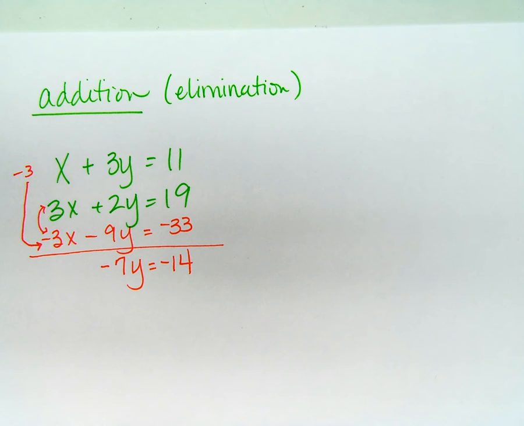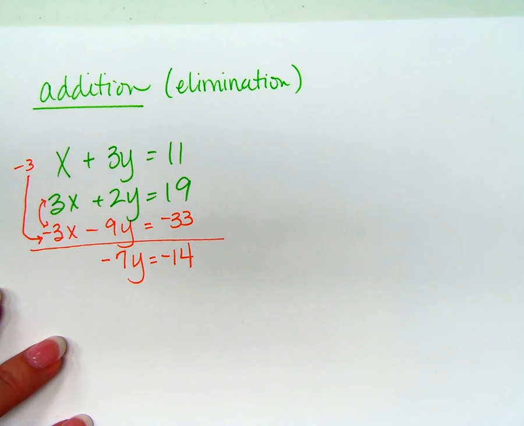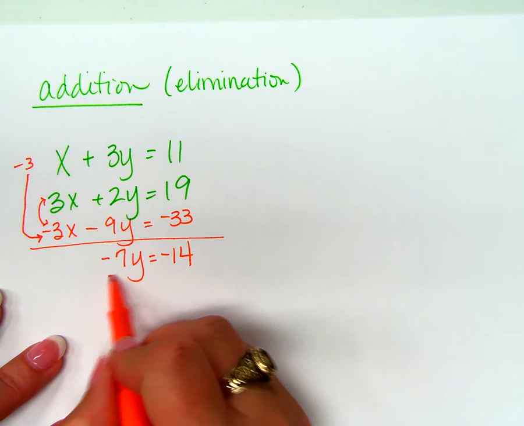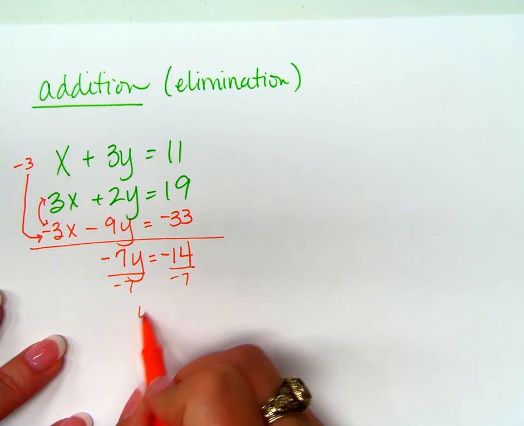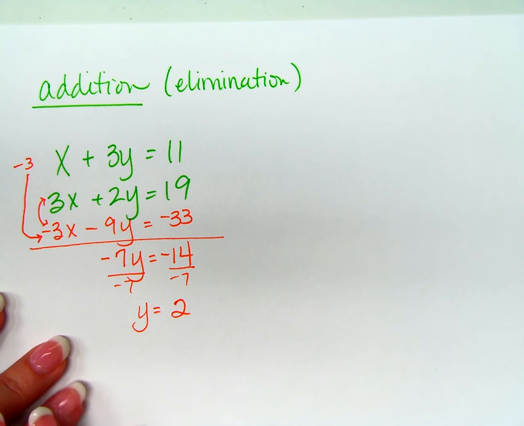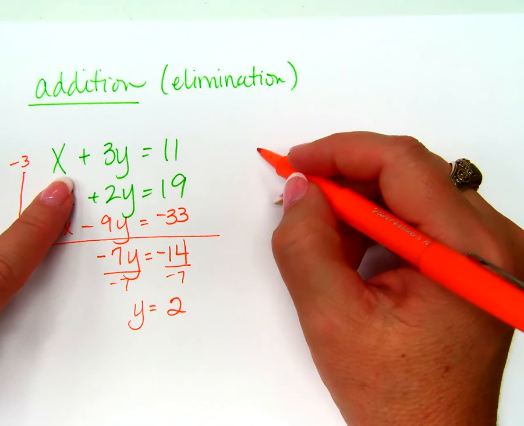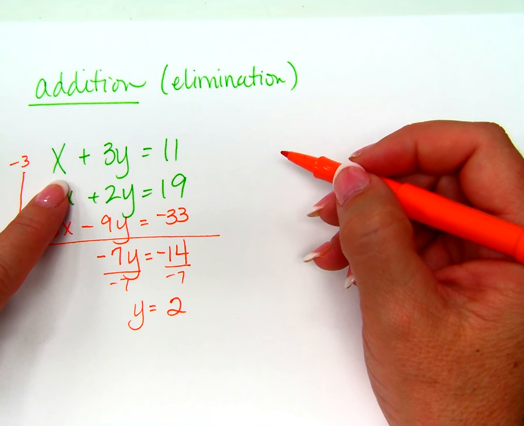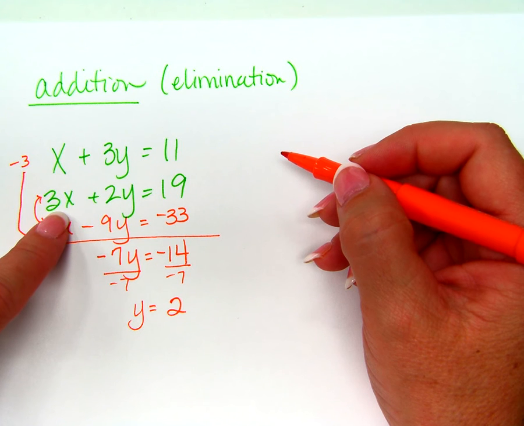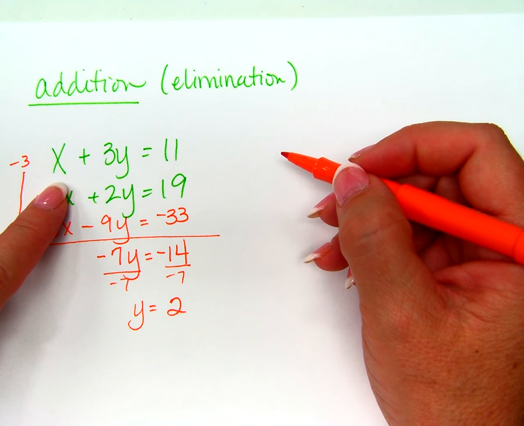Okay so far? How do I solve it? Okay, divide both sides by negative 7, so y equals what? 2. Is that my answer? Got to find x, right? Got to find both x and y every time. So, is it alright if I choose the top one? Or is it alright if I choose the bottom one? Which one would you choose? Top one because it's easier.